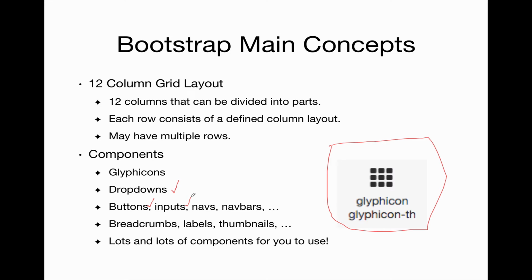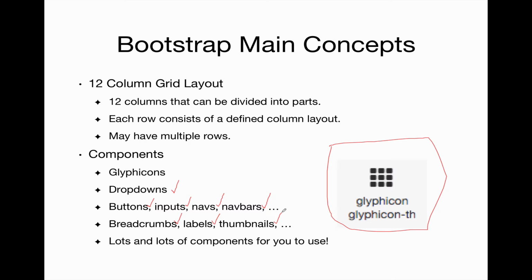Input boxes, so the ability for you to type in information into the user interface. Navs, which are within nav bars. Okay, so you have the typical nav bar UI component. Within there you have different nav buttons. Breadcrumbs are supported, which you don't see as much anymore, but it allows you to track pages that you've been to or menu items that you are drilling into, labels and thumbnails, and so on and so forth.